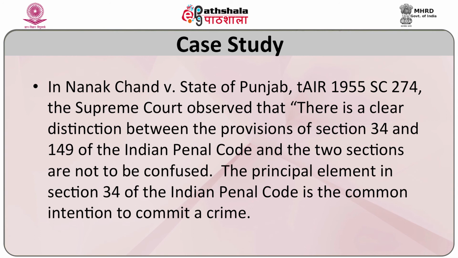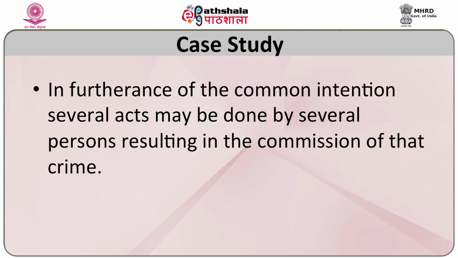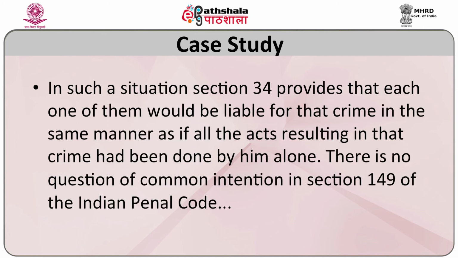The principal element in section 34 of the Indian Penal Code is the common intention to commit a crime. In furtherance of common intention, several acts may be done by several persons, resulting in the commission of that crime. In such a situation, section 34 provides that each one of them would be liable for that crime in the same manner as if all the acts resulting in that crime had been done by him alone.